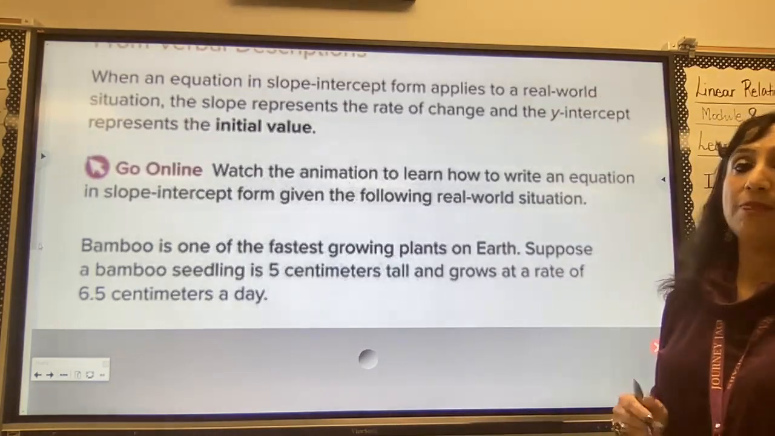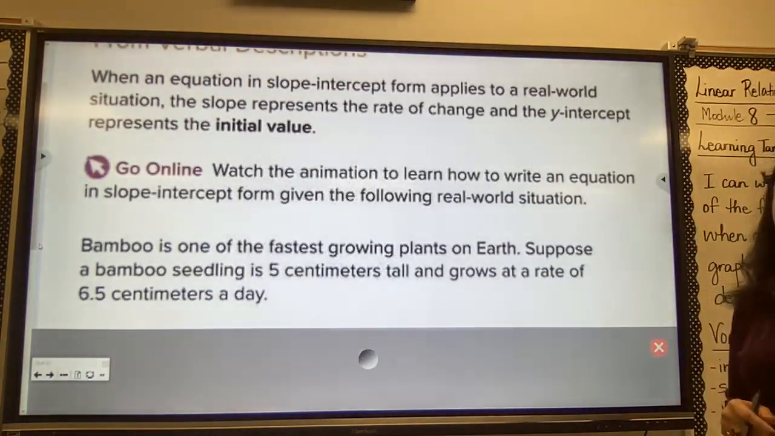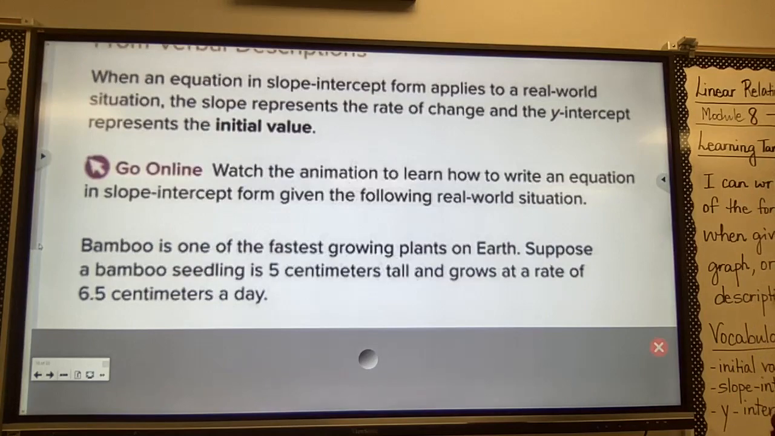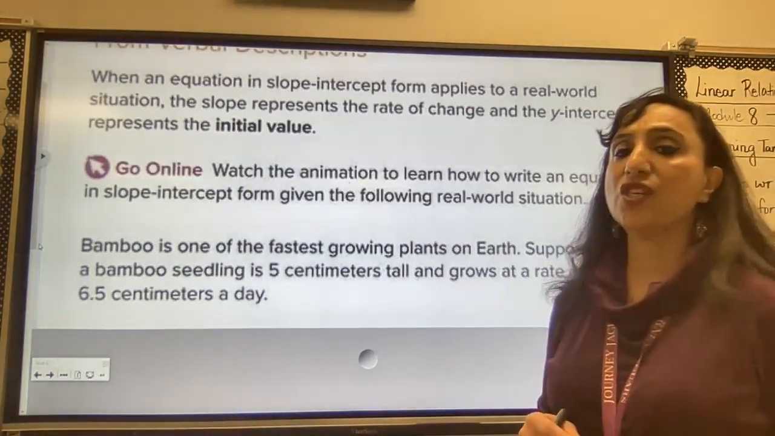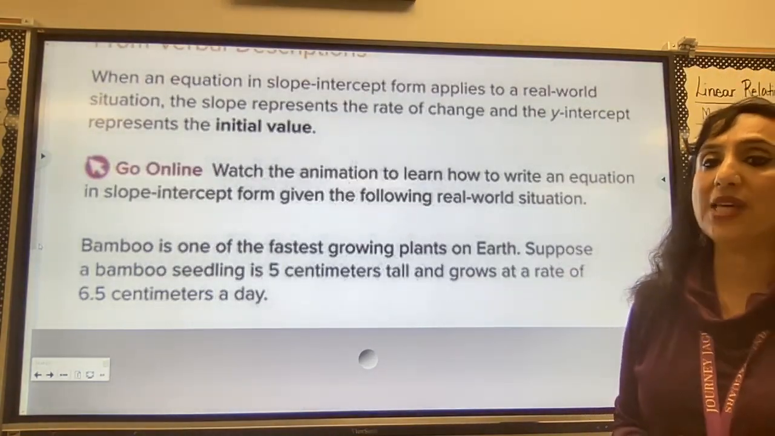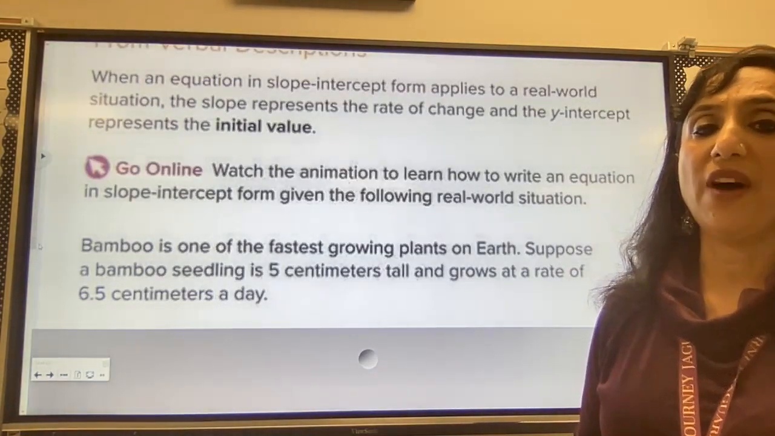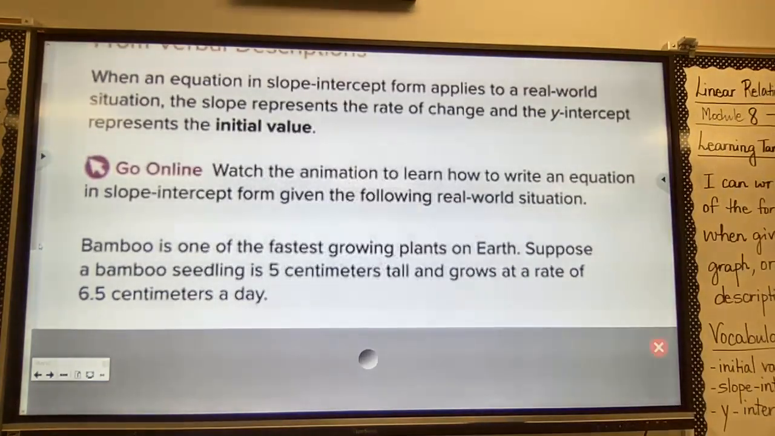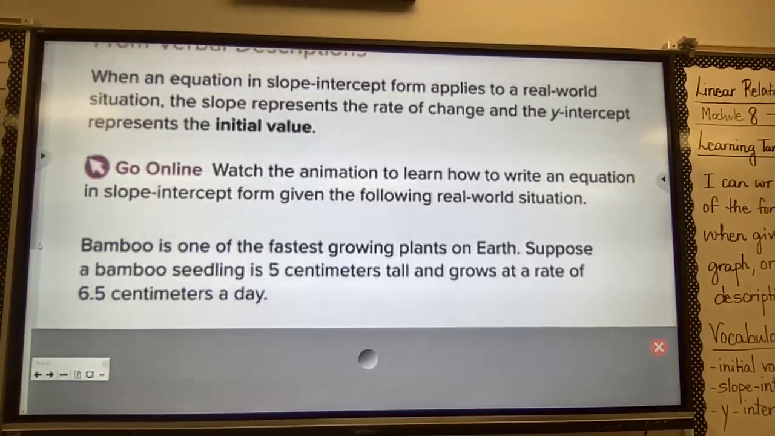Okay. Now, bamboo is one of the fastest growing plants on earth. Suppose a bamboo seedling is 5 centimeters tall and grows at a rate of 6.5 centimeters a day. We are going to use this knowledge because it's a real world situation to write an equation in slope-intercept form. Okay, so we're going to find the slope and y-intercept.